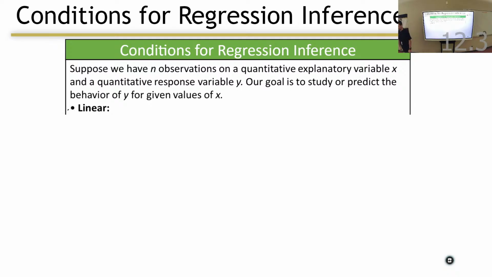Linear is the first condition. The data needs to look linear. The relationship needs to look linear. If it doesn't look linear, it doesn't make sense to do a linear inference. That would make sense, right? If it doesn't look linear, there's no way I'm going to do linear inferences. I'm not going to do a confidence interval, and I'm not going to do any hypothesis testing if the data doesn't even look linear.